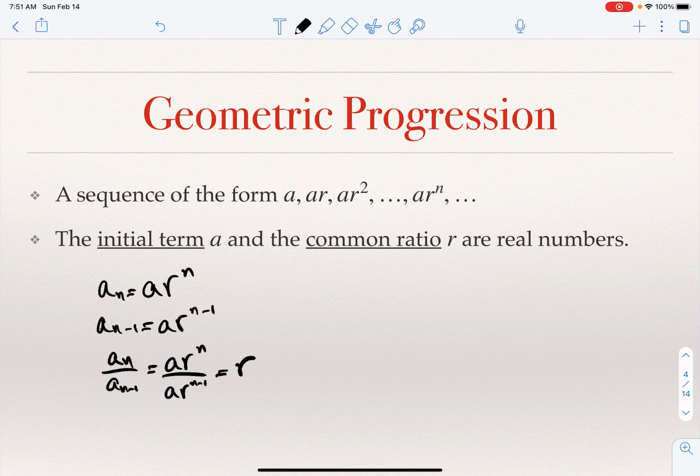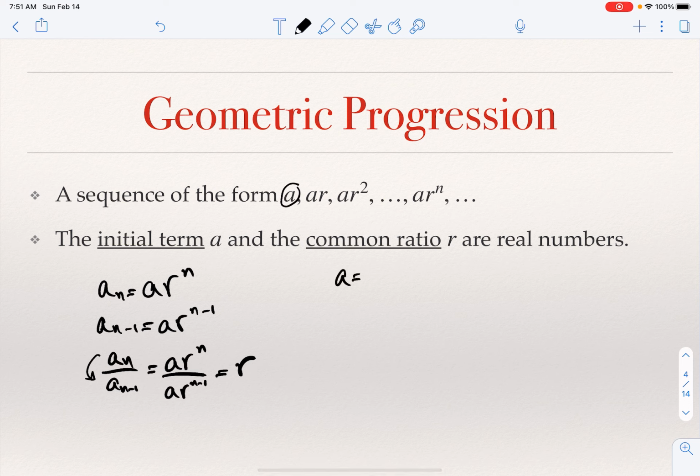Okay, so the geometric sequence, or progression, is defined by the fact that every number is a constant times the number before it. The r is the same across this progression. So the second is r times the first. The 10th is r times the 9th element, and so on. We call a the initial element or the initial term, the first term in the sequence, and r is the ratio. Again, why is it the ratio? Because taking an over an minus 1 gives me r. So r is the common ratio.